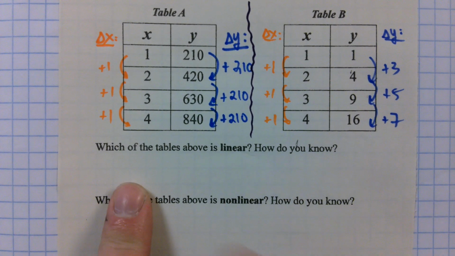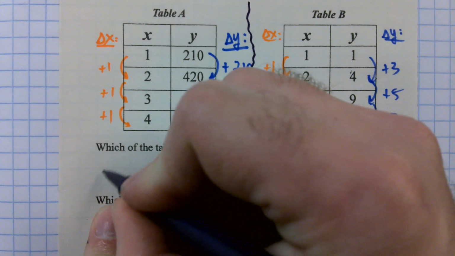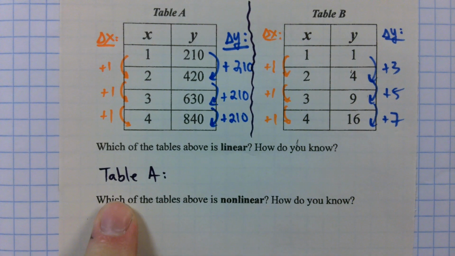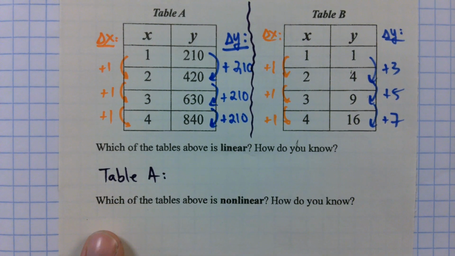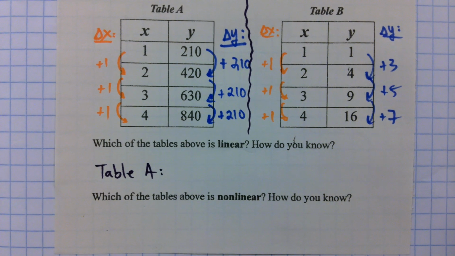Which of the tables above is linear? Table A or table B? Table A. How can we tell table A is linear? Because the x and y values are constant. The x and y values are constant? A little more specific. It's a straight line when you graph it.